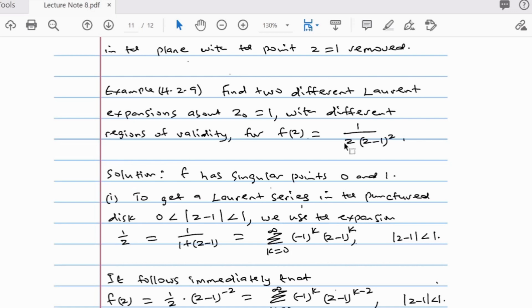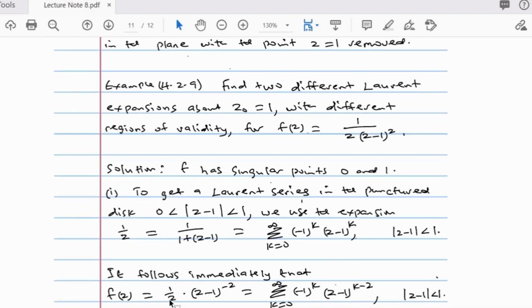Because at z equals 0, the function is not defined, and at z equals 1, the function is not defined. So z equals 0 and 1 are the singular points of that function. So you can write 1 over z, this is the power series of 1 over z. So it follows that what you have there is 1 over z, which is this, and you multiply the whole of this by (z minus 1) to the power of minus 2. This is what we will get.